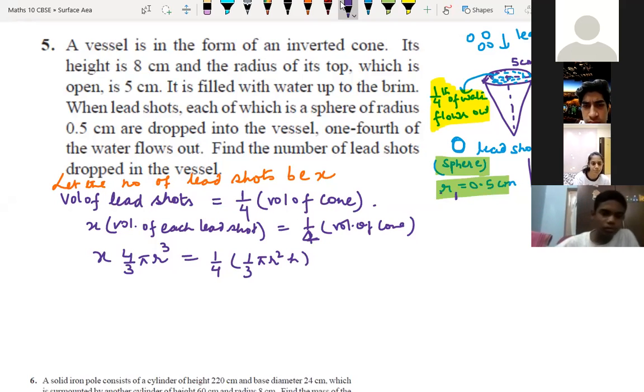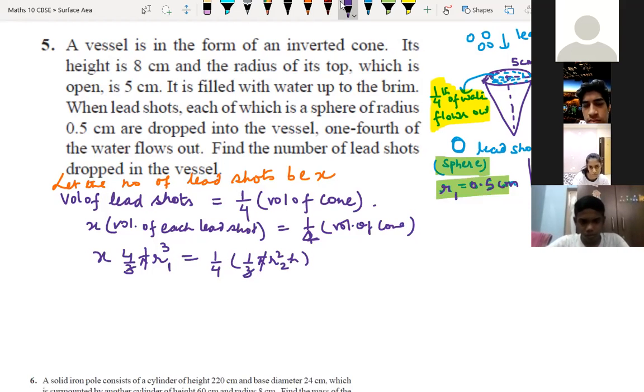If there are different types of radius, then don't write just R and R, you just name them R1 and R2. So put here volume of each lead shot. Lead shot is nothing but a sphere, that is R1, and here write R2. Now you have to find X over here. Now see, this pi will get cancelled. 3 will get cancelled. How to write in an easy method?